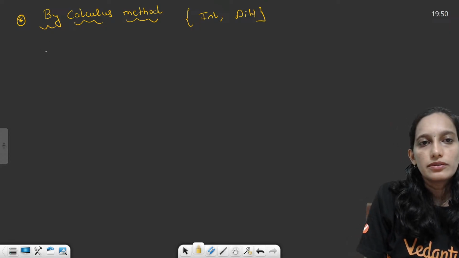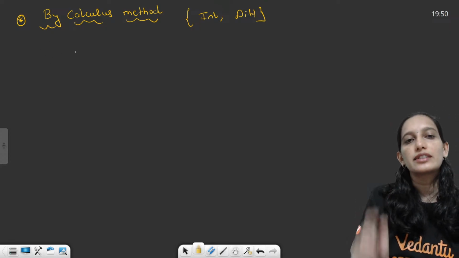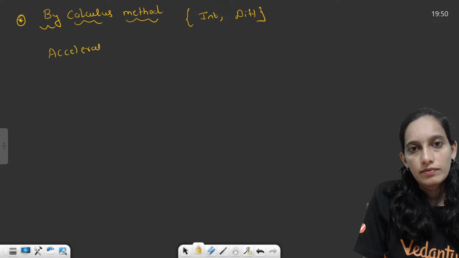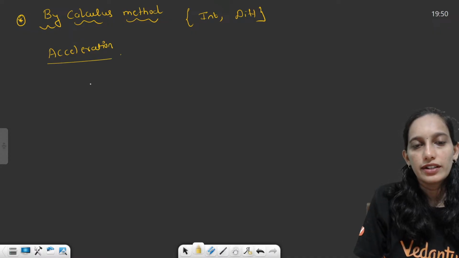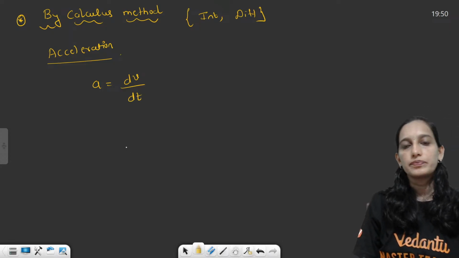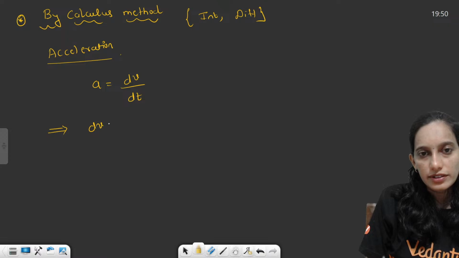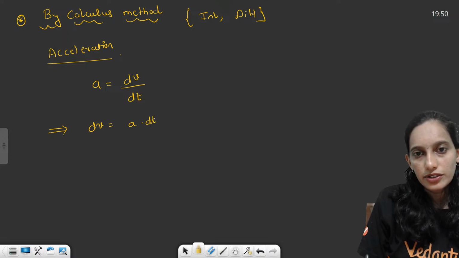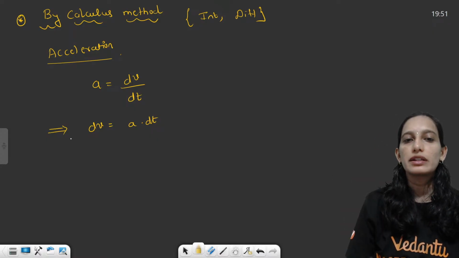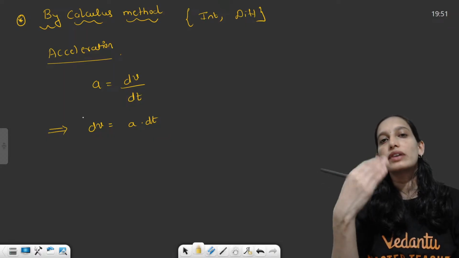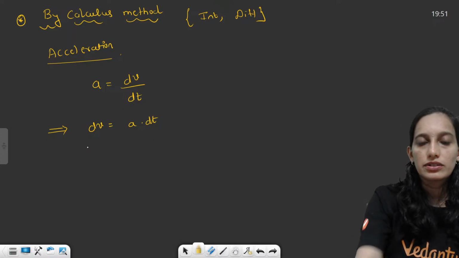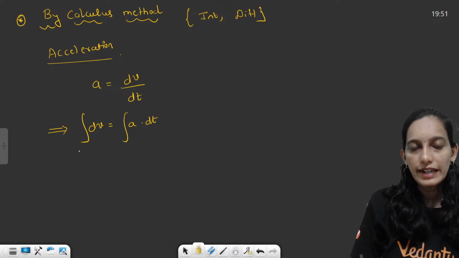So first we will consider, again starting step by the definition, the acceleration definition. Okay, so how do we define acceleration? a is equals to dv by dt, we write. Or I'll just rewrite this as dv is equals to a into dt. Okay, so this is a small change in velocity. I want how totally the velocity is changing over a given interval of time. So for that, what do we do? We do integration.